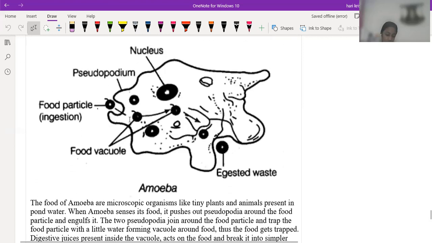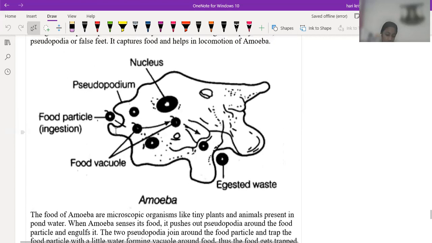So we'll just recap once again how it is done. This is the structure of amoeba, right? It is a unicellular organism. Generally, amoeba will be there in ponds or lakes.